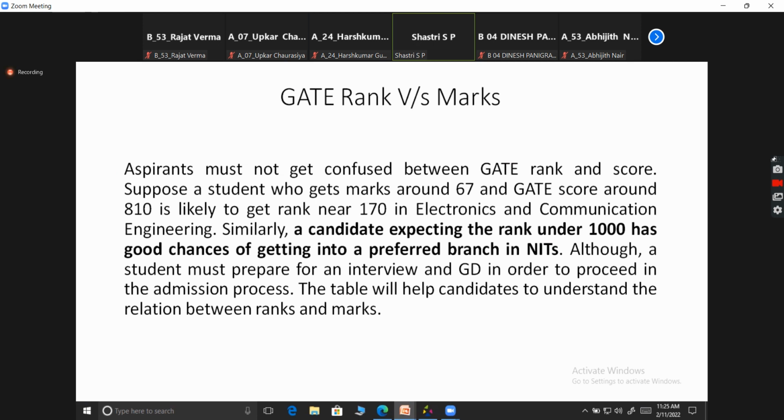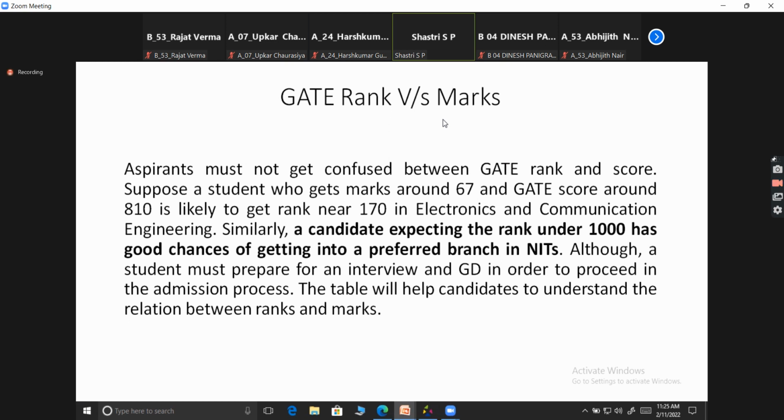रैंक एंड मार्क्स. ओके, रैंक अलग होता है, मार्क्स अलग होता है. इफ यू वांट टू गेट प्लेस्ड इनटू IITs और NITs, so your rank should be within 1000 के अंदर रहा तो अच्छी बात है, अदरवाइज मुश्किल हो जाता है. और मार्क्स जो रहेगा इट विल बी आउट ऑफ 100.